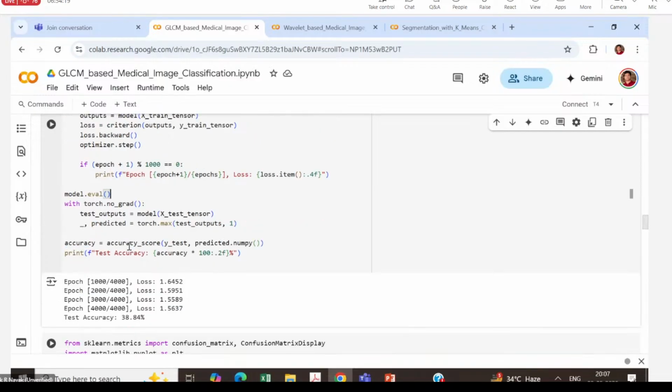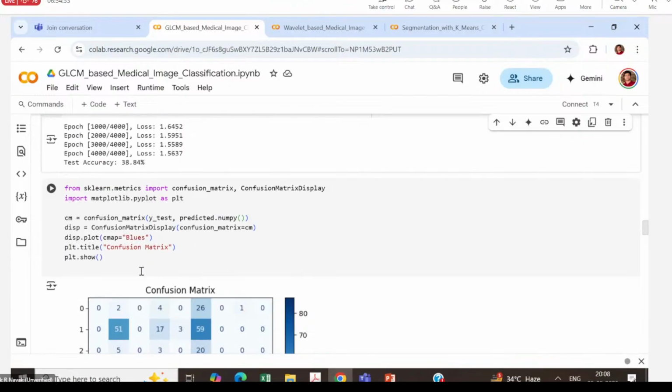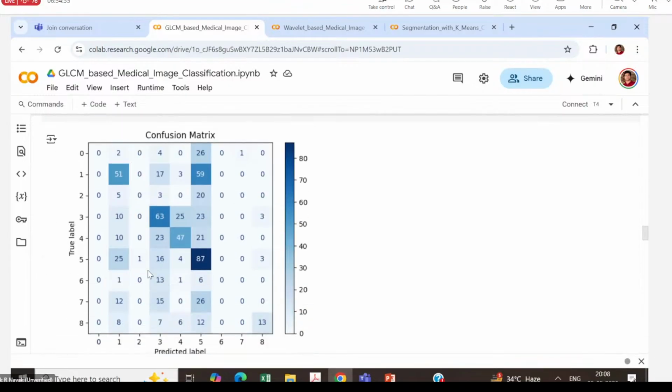And then to compute the accuracy, I have to pass the y test value, which we already have, and the predicted value which we are getting from our model. We have to pass these 2 values to get the accuracy. If you want, you can also get the values in the form of a confusion matrix. We are not getting good results in this case. You can see there are a lot of misclassifications. Now class 0 is misclassified as 5.